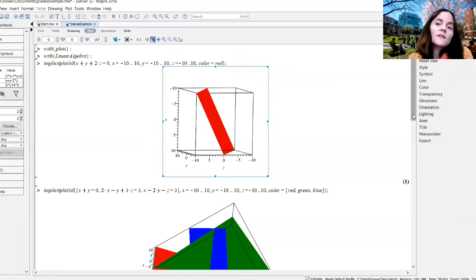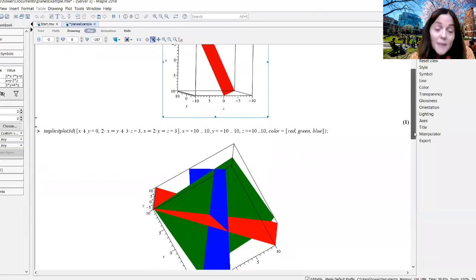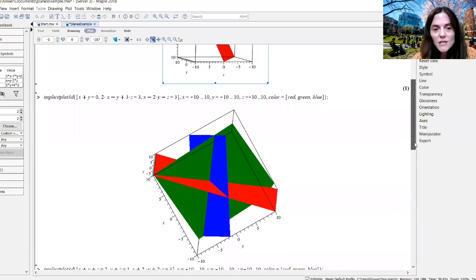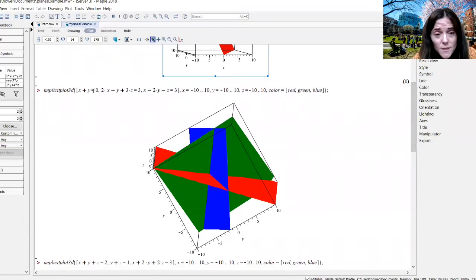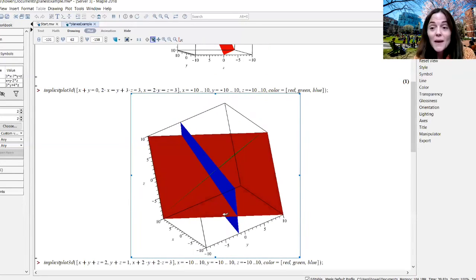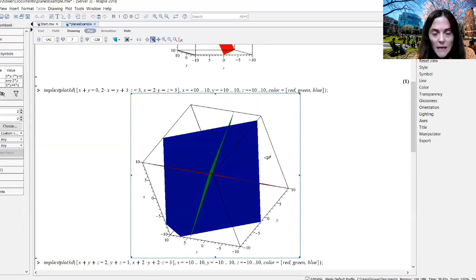Well, now let's start looking at geometrically the solutions to three equations with three unknowns, linear equations, of course. This is the very first one we did. x plus y is 0, 2x minus y plus 3z is 3, and then x minus 2y minus z is 3. Okay, we found it had a unique solution. How do you see that geometrically? And it is right here. It's quite beautiful. What do we see?